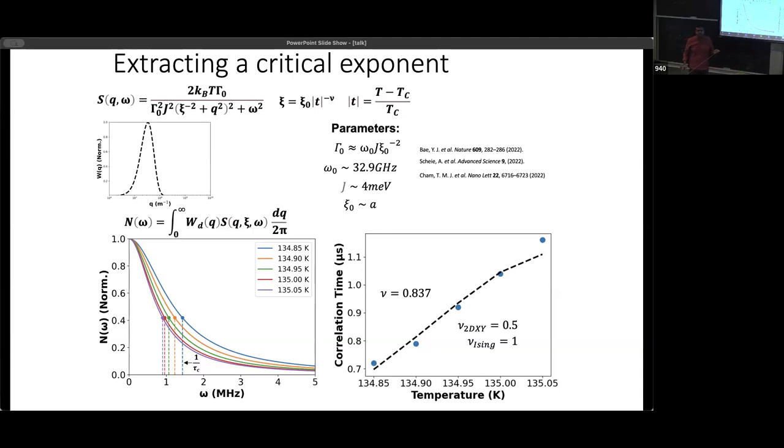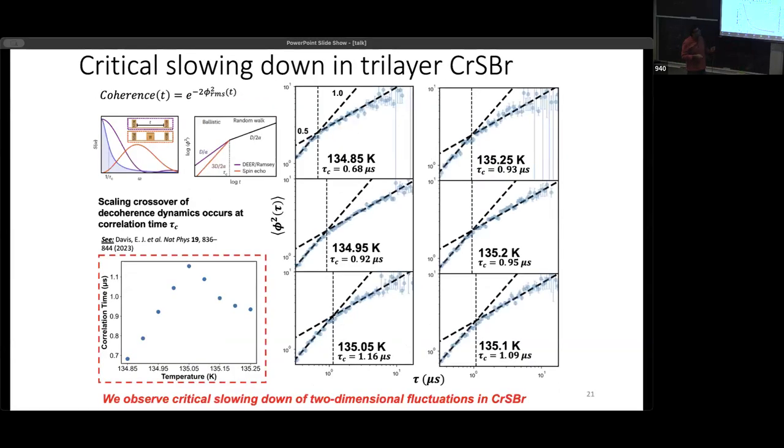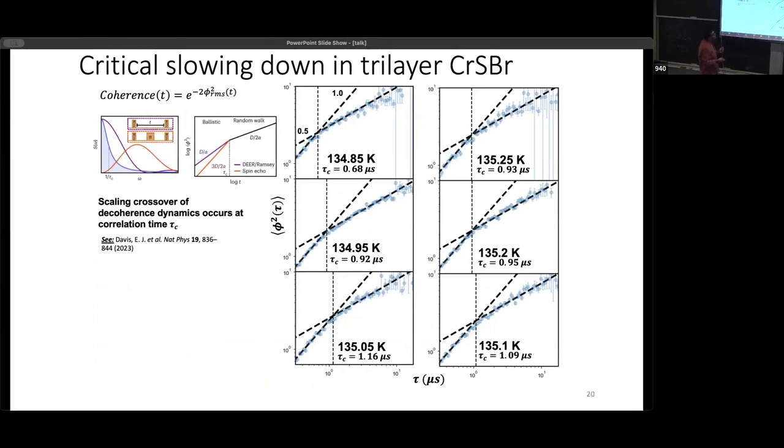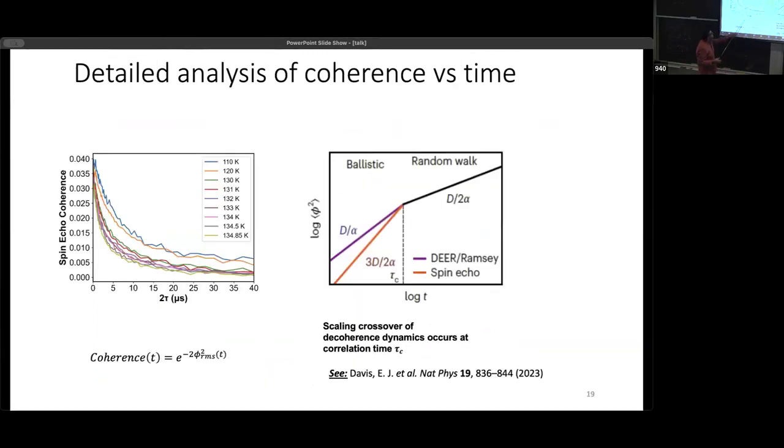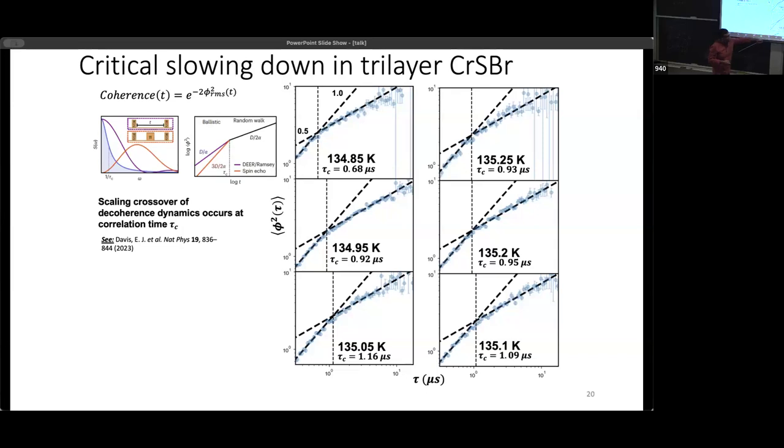Sorry, what was on the x-axis in the previous slide in this bottom plot? Like, what's the x-axis here? Yeah, this one. This is just the time. So this is basically a replotting of this data for this time here. You're going to take the coherence, take the log of that, and that gives you this phi. Then you're going to plot it as a function of time on a log scale.